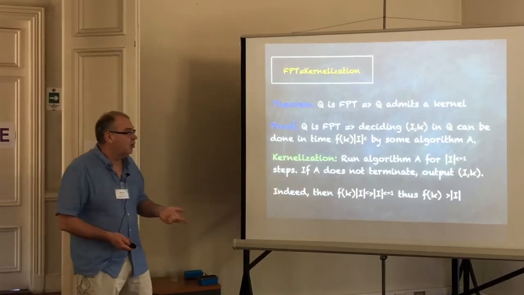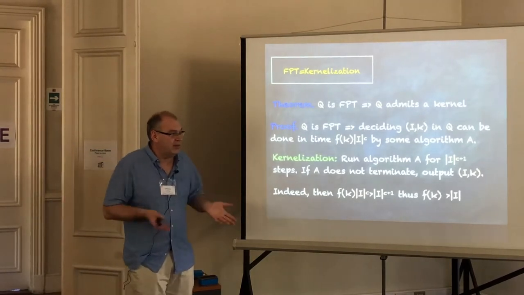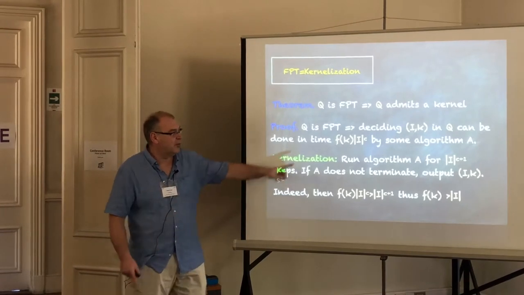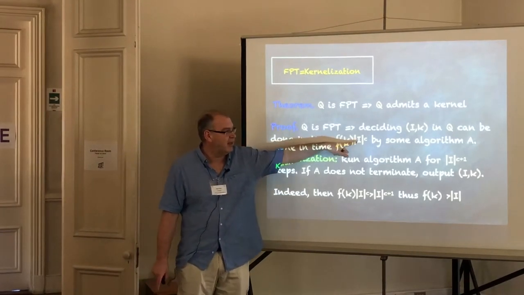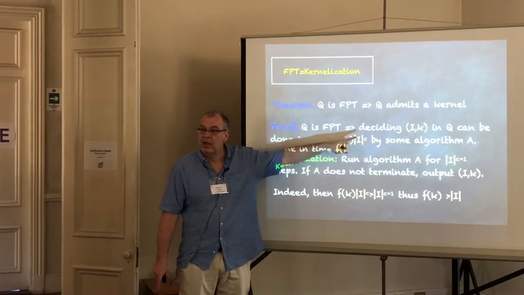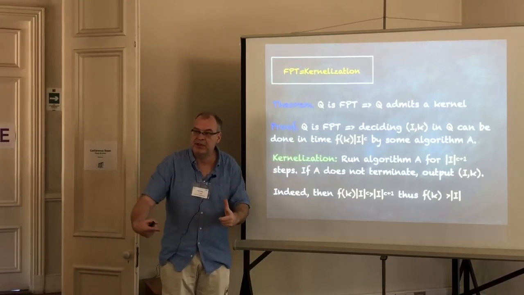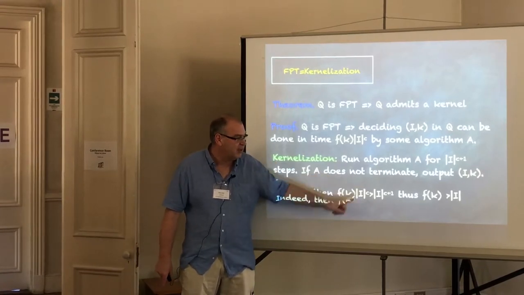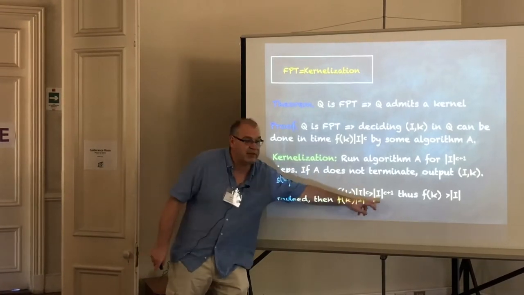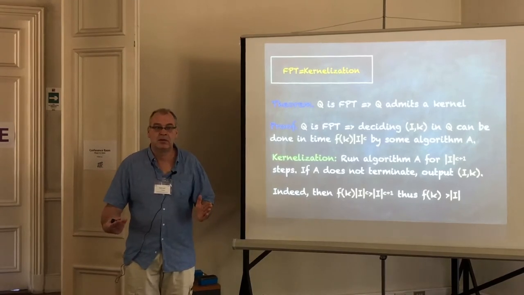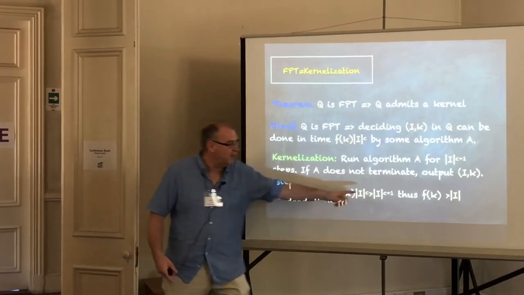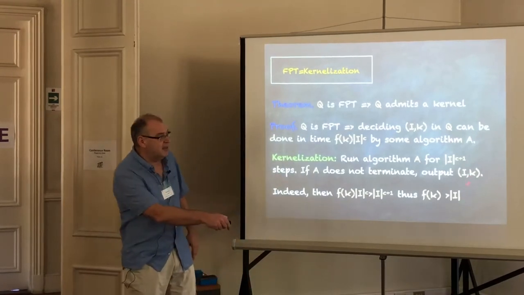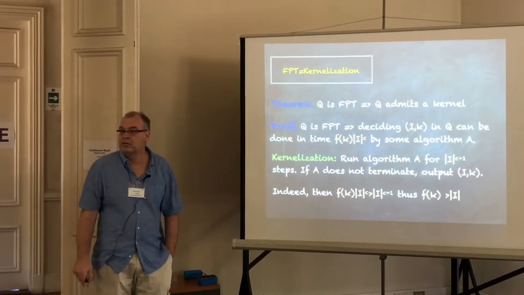Why, right? Why is this a kernel? Okay, so what do I know? The problem is solvable in time f of k times |I| to the power c. And since the algorithm didn't terminate, this means that f of k times |I| to the power c should be larger than the number of steps my algorithm did. This means that f of k is larger than the size of I. This means that this is a kernel.